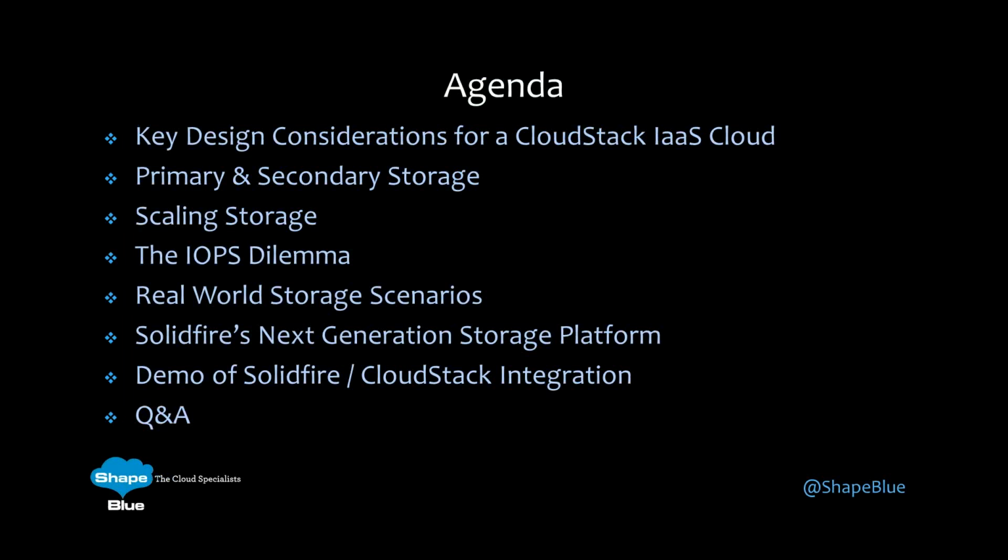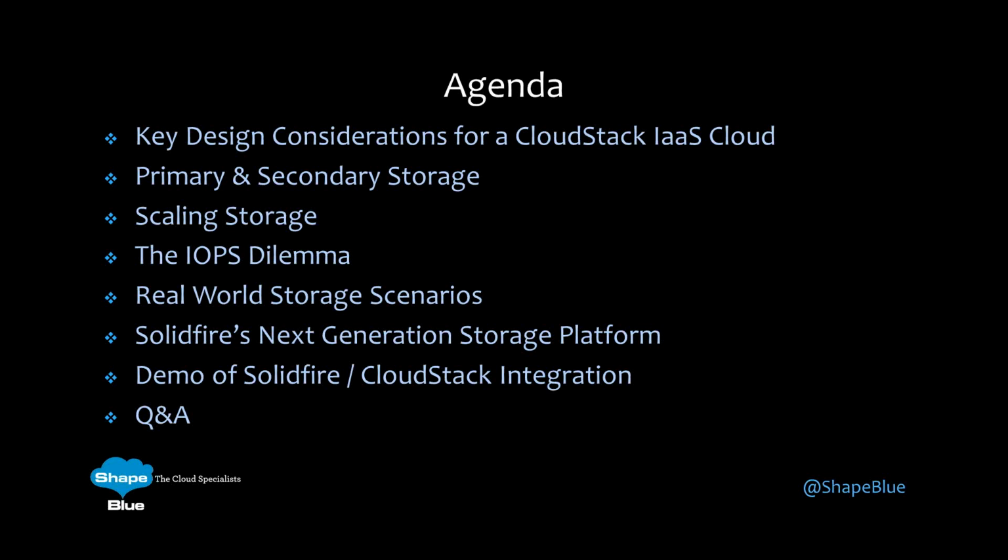In terms of what we're going to be talking about today, we're going to have a look at some of the design considerations for when you're building out an IaaS environment based on CloudStack. And when I say CloudStack, that's either Apache CloudStack or Citrix Cloud Platform or any other commercial distribution you may have. Going to dive down and look at the implications around primary and secondary storage, and then importantly how we scale that storage.